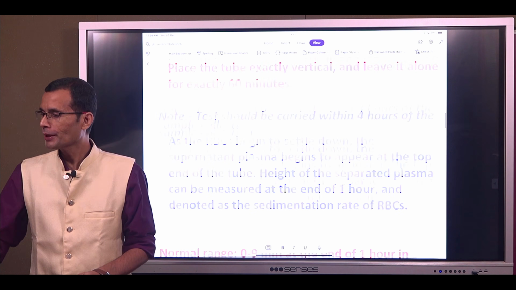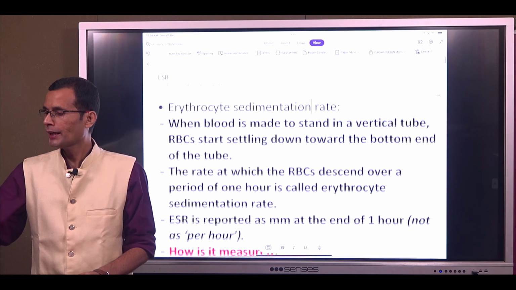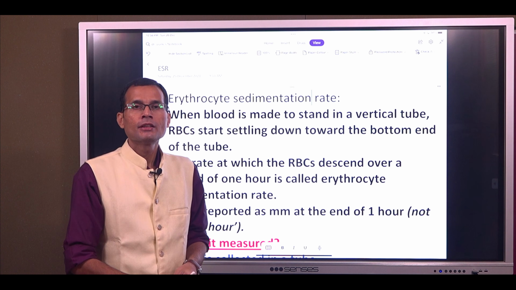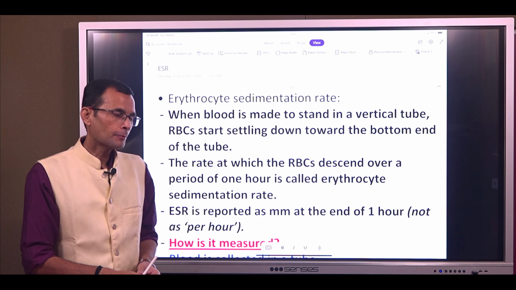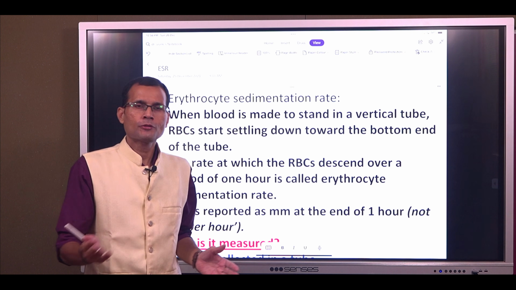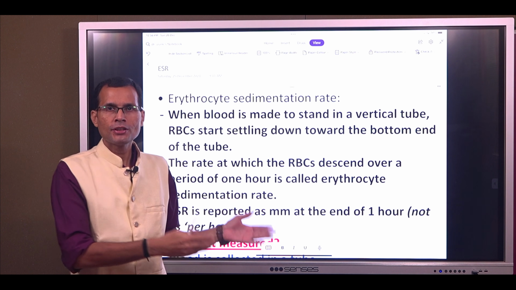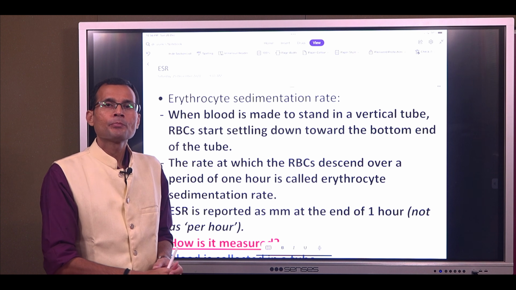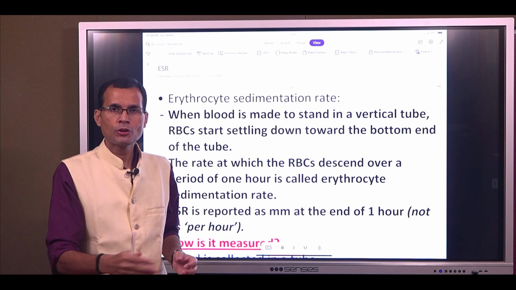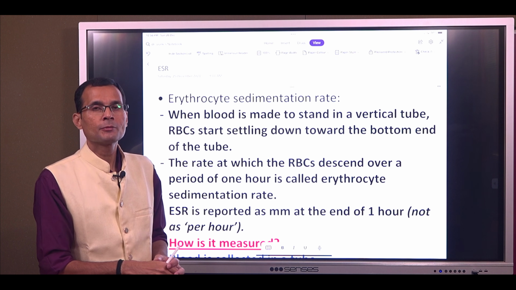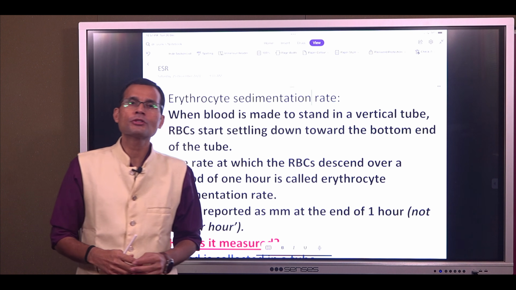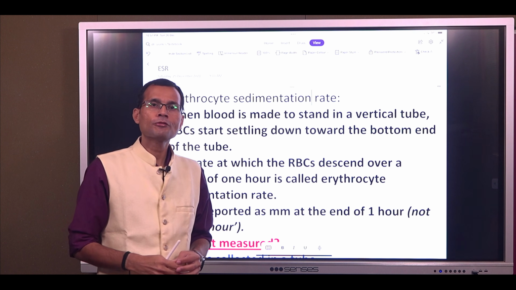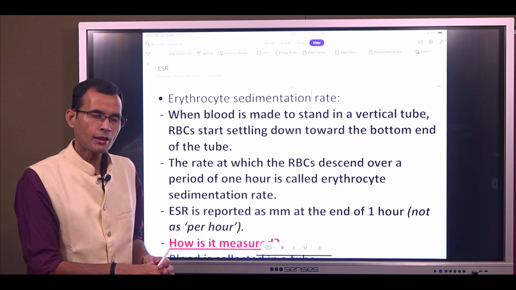Here is a short topic. The topic is erythrocyte sedimentation rate, commonly called ESR. It comes in lots of subjects. For instance, physiology, yes, we have this topic. Then hematology, as in pathology, as a lab method, this is performed. And in medicine, of course, the clinical implication of this investigation, the ESR.